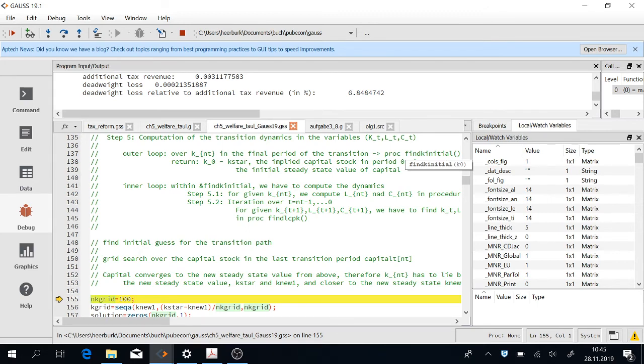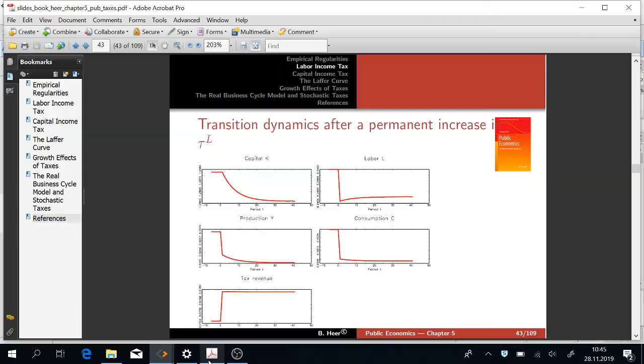This procedure returns K0, the value in period 0 that we get from working backwards in time, doing a reverse shooting, so working from period 41 to 40, from 40 to 39, and so on until we are in period 0, and compare the period 0 value of the capital stock to the old steady state. If they're equal, we are done. Otherwise, we have to respecify a new guess for K40. Now, in the inner loop of find K initial, within this procedure, we compute the dynamics. So first for K40, we compute the labor supply in period 40 and consumption in period 40. And we do this, let's go back to our slides.